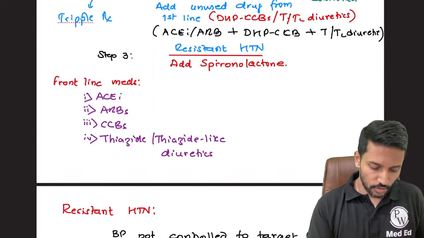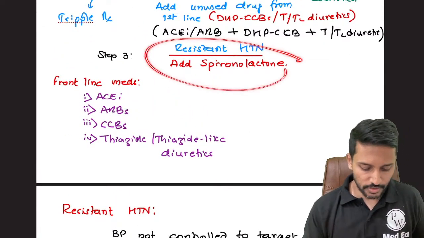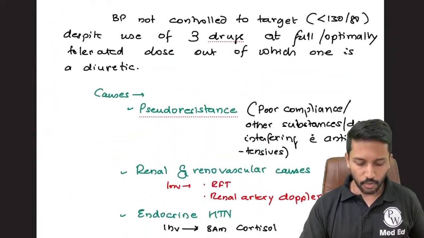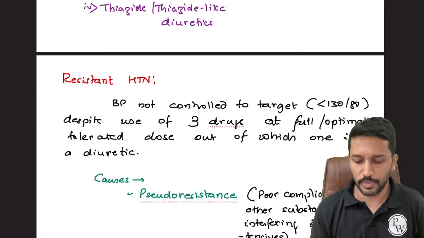And if they ask you what is the drug of choice for resistant hypertension, obviously it is going to be spironolactone. So that's it for today about the basics of hypertension.